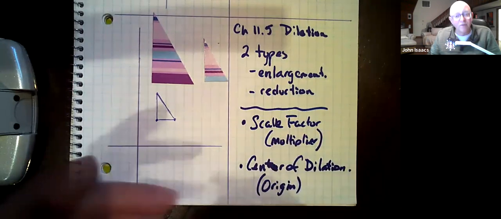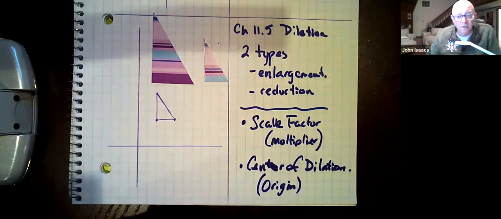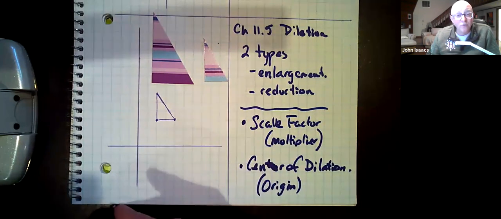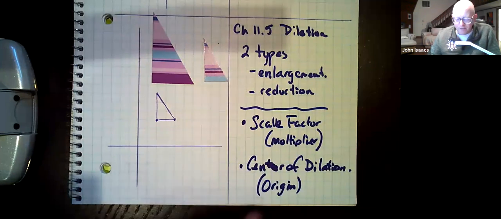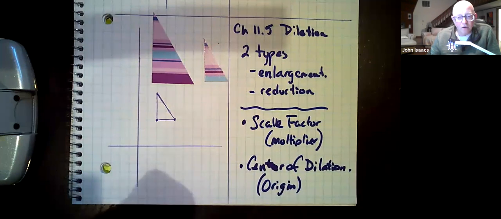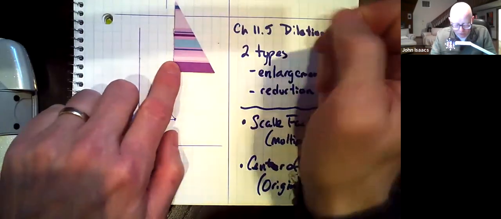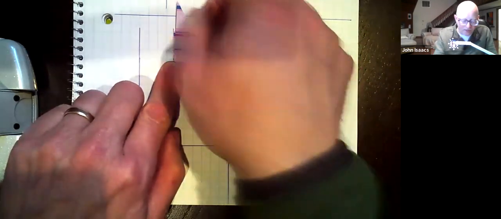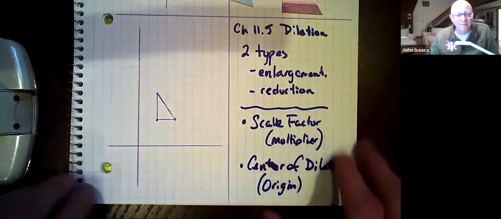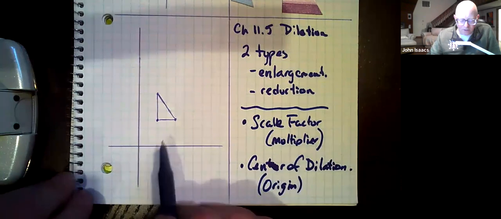The scale factor is by how much you're enlarging or reducing the shape. Typically, a scale factor greater than 1 is enlarging, and a scale factor between 0 and 1, so some fraction like a third or a half, would be reducing. And then you have to consider the center of the dilation. In other words, where are you going to dilate from? Are you going to dilate from the right angle and actually leave the right angle where it is? Or are you going to dilate from some other location? Very often, and certainly in this textbook, they seem to be dilating from the origin. So let's take a look at this shape.